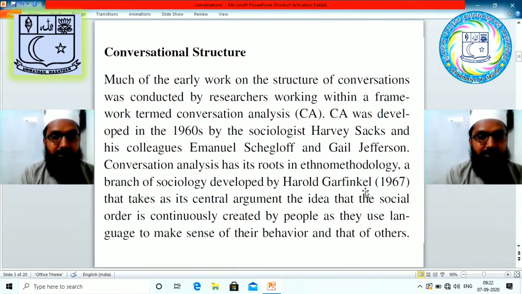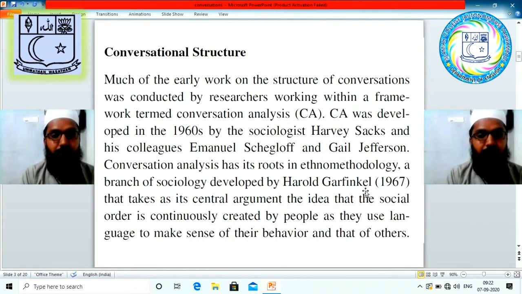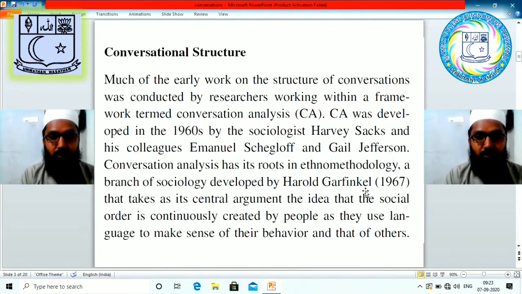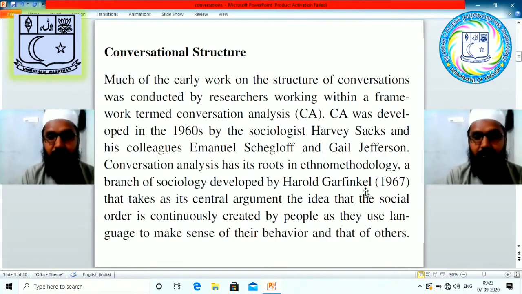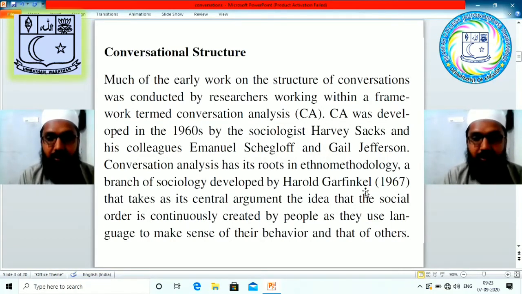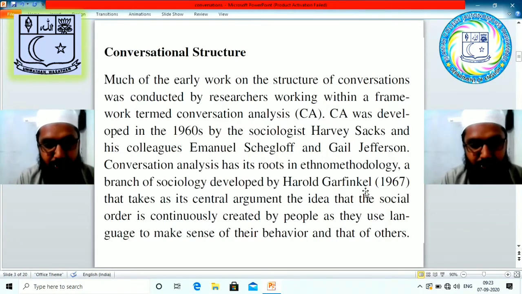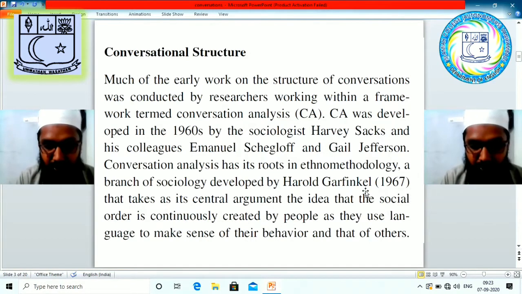Now we will see conversational structure. Much of the early work on the structure of conversations was conducted by researchers working within a framework termed conversation analysis (CA). CA was developed in the 1960s by the sociologist Harvey Sacks and his colleagues Emanuel Schegloff and Gail Jefferson. Conversation analysis has its roots in ethnomethodology, a branch of sociology developed by Harold Garfinkel in 1967 that takes as its central argument the idea that the social order is continuously recreated by people as they use language to make sense of their behavior and that of others.